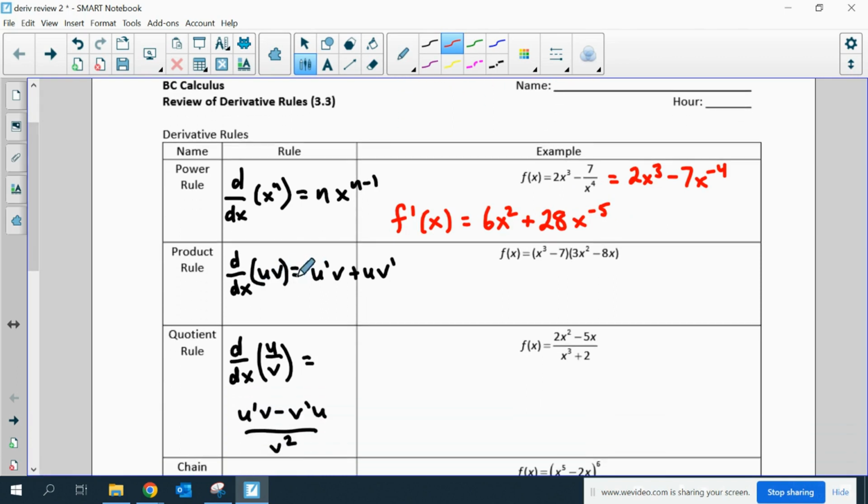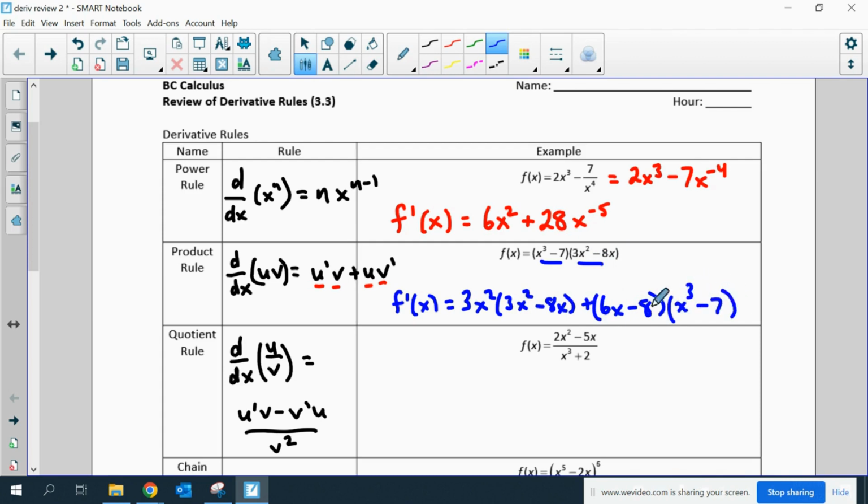Product rule. You have two functions that are being multiplied together. You can take the derivative by taking the derivative of the first times the second plus the derivative of the second times the first. So if I take a look at this example, the derivative of the first is 3x squared times the second in its original format plus the derivative of the second, which is 6x minus 8, times the first in its original format. You can multiply it out, but you don't have to.